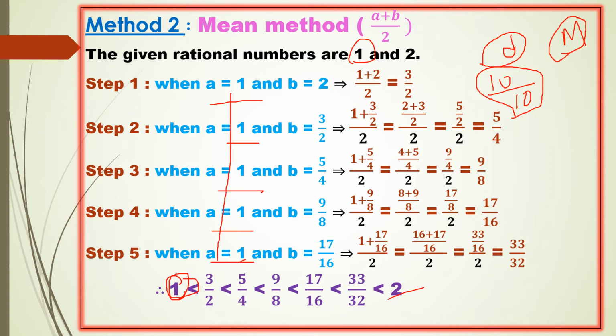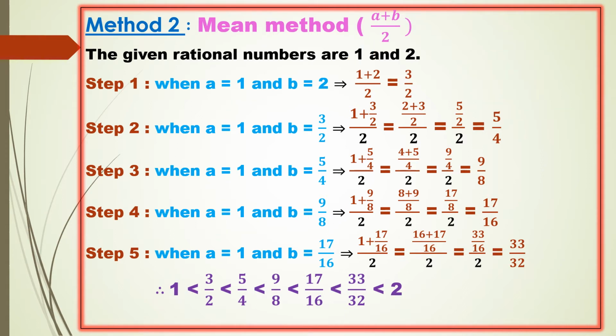Okay, and your b changes. For the first step, your question number will be there, and from the second step, the previous answer will be there in the next step. Okay, so all these numbers are greater than 1 and they are less than 2. Understood? So let us go to the next question.